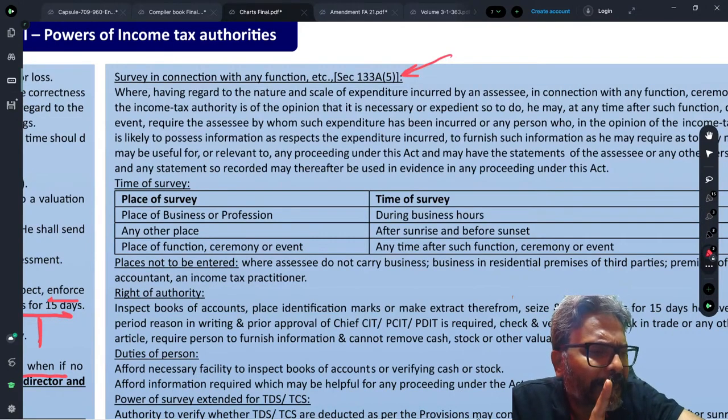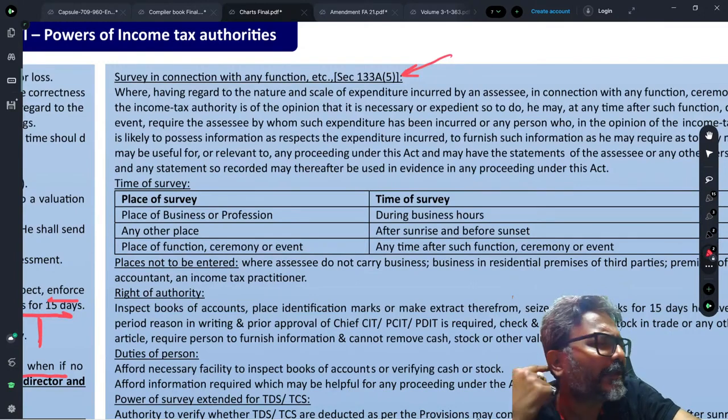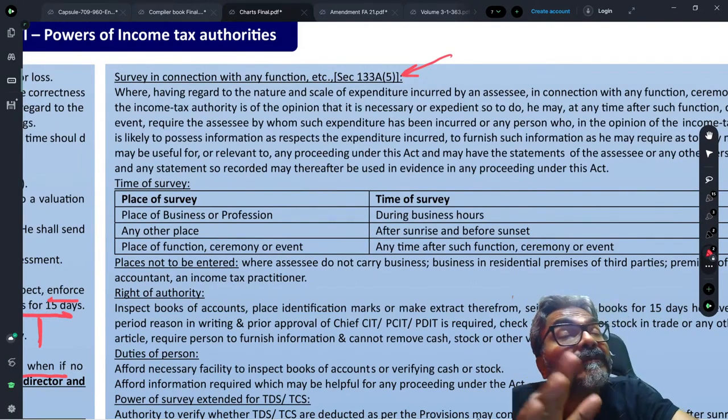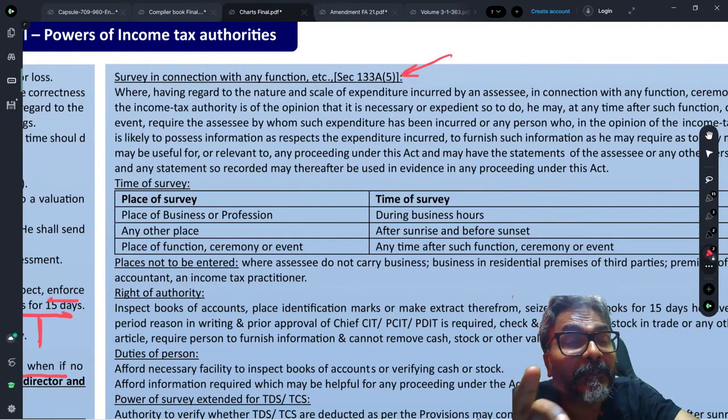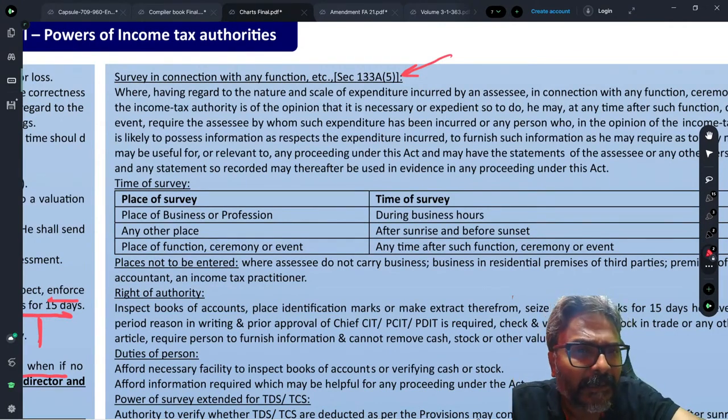Again I'm repeating, so far as a survey is concerned, in connection with any function or event, you can do it only after the function is over. Please be very careful about this. Please be mindful of this particular fact that the survey can only be done after this. What is over, students? After the function is over. I hope every one of you is clear with this point, students. Only after the functions are over.